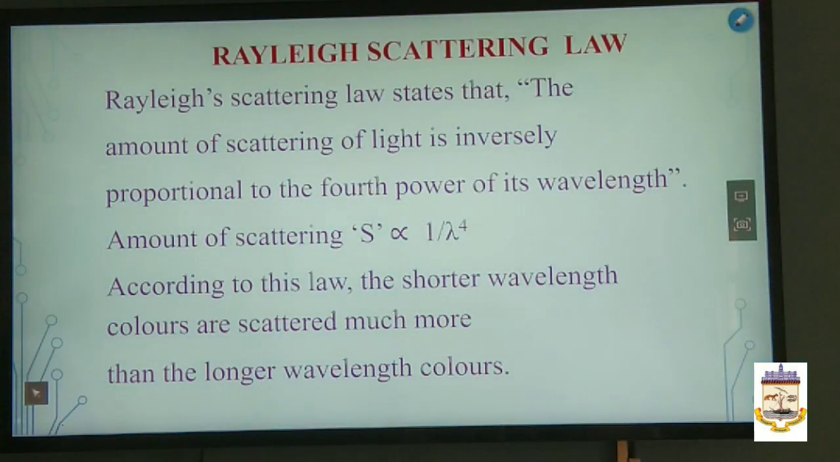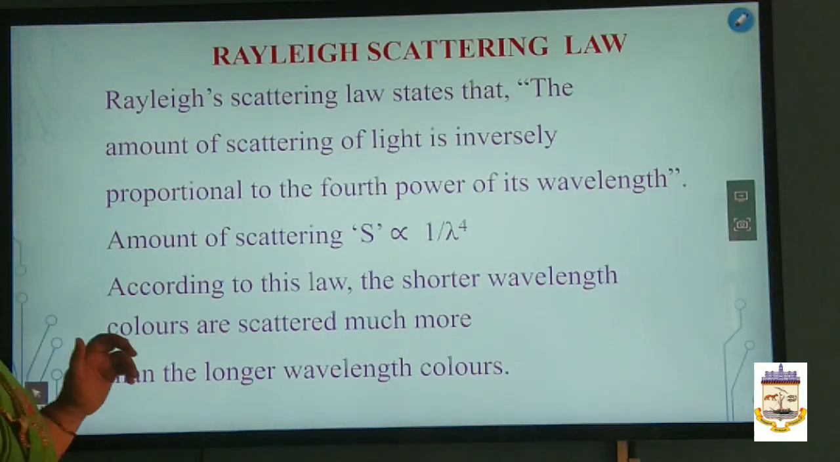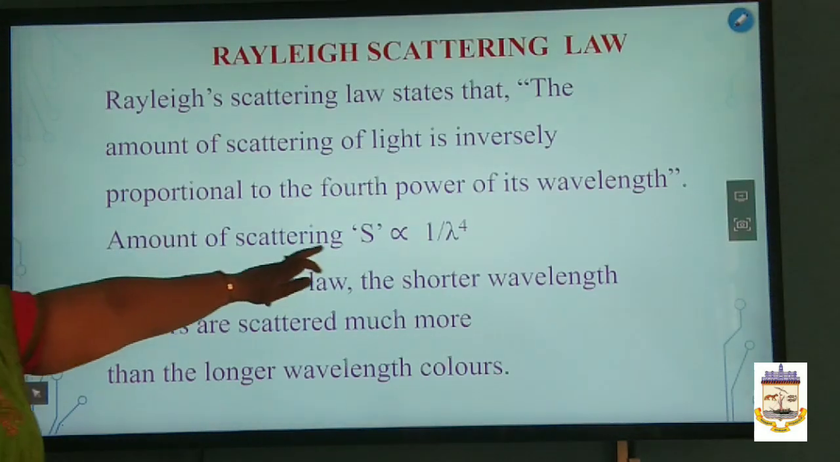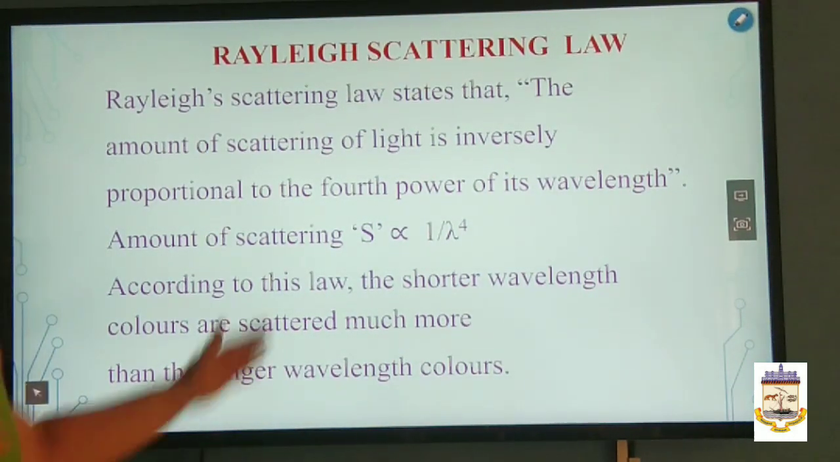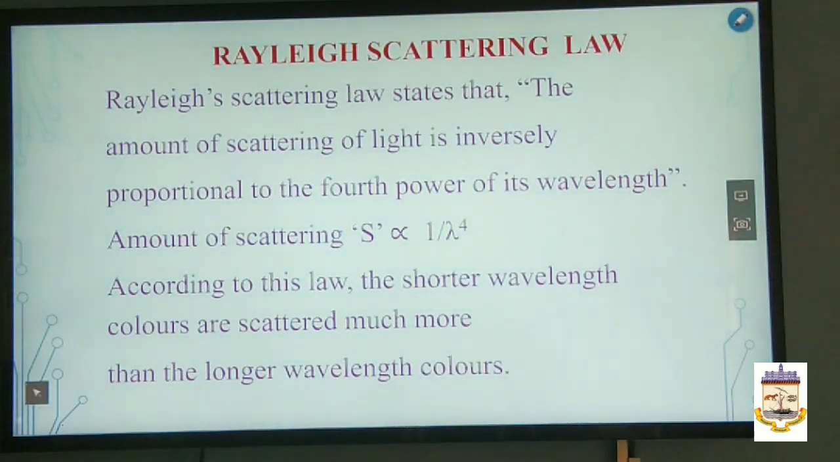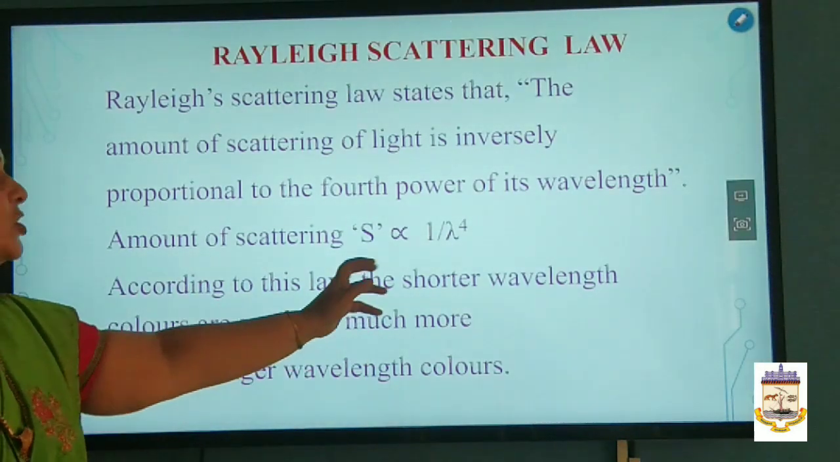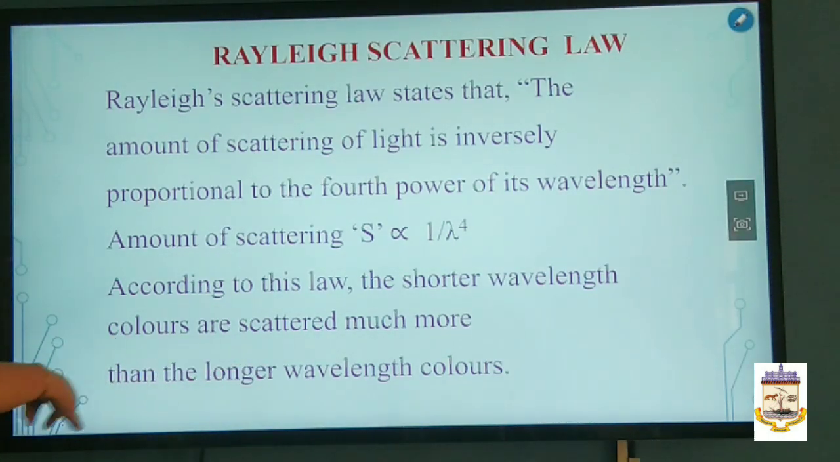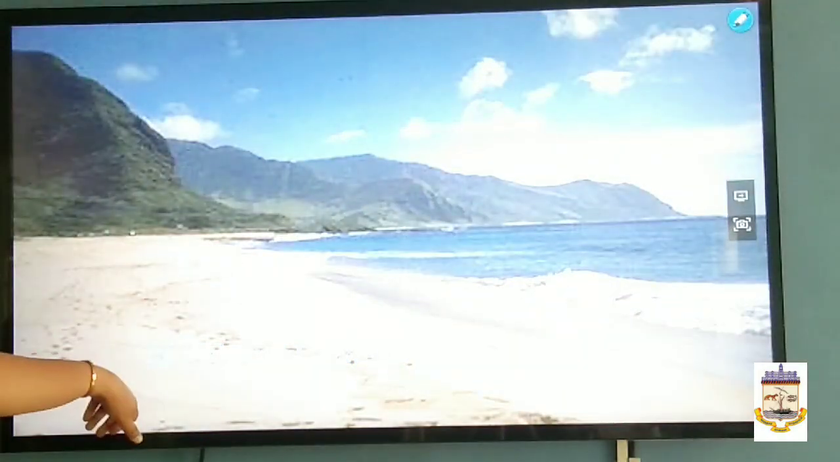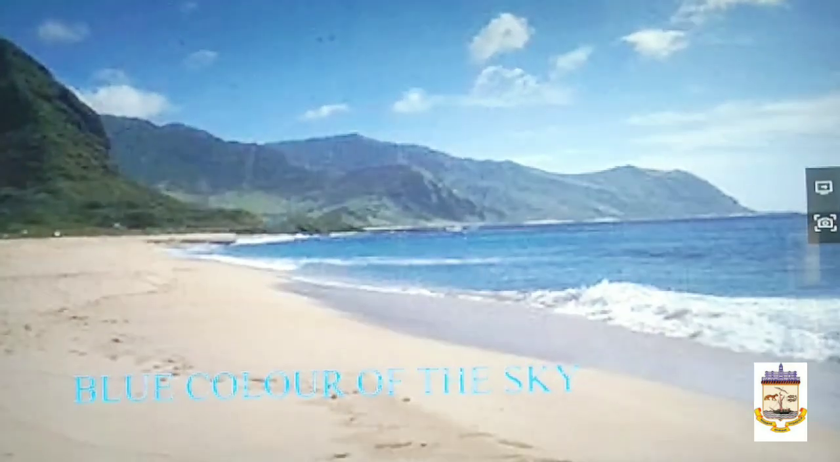Rayleigh scattering law: according to Rayleigh, the amount of scattering of the light is inversely proportional to the fourth power of its wavelength. That means, according to him, the shorter the wavelength, the greater the scattering. See here, shorter wavelength colors are scattered much more than the longer wavelength colors. Clear children? Okay. See here, from this we can easily explain why the sky is blue in color.